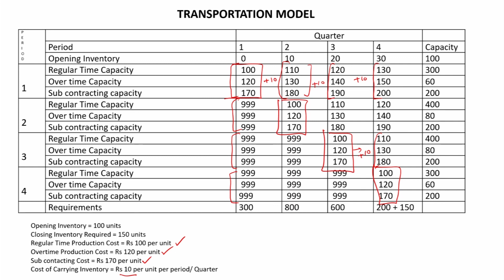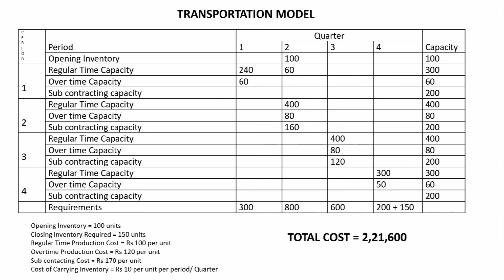I have used this matrix and used the software Tora to solve it, and you will see very interesting results. This is the matrix which I am getting as the answer. I will prefer to meet the requirement of 300 units of quarter 1 by 250 units of regular time and 60 units of overtime capacity.